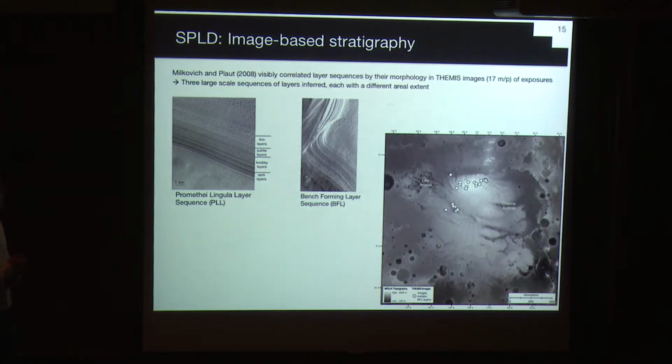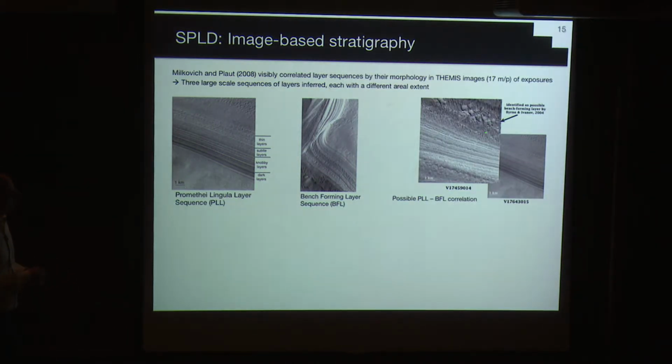The next sequence is the bench-forming layer sequence, which was identified by Shane and Anton Ivanov in 2004, using MOLA, THEMIS, and MOC data. Milkovich and Plaut then found the same sequence and correlated it through these sections here. And this sequence is identified by these bench-forming layers. You can clearly see them here, this sort of stair-step morphology and kind of hummocky, knobby layers that identify the sequence.